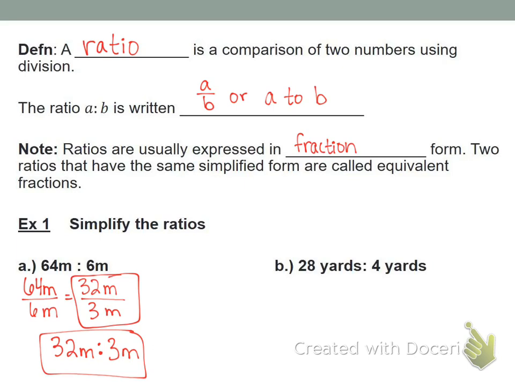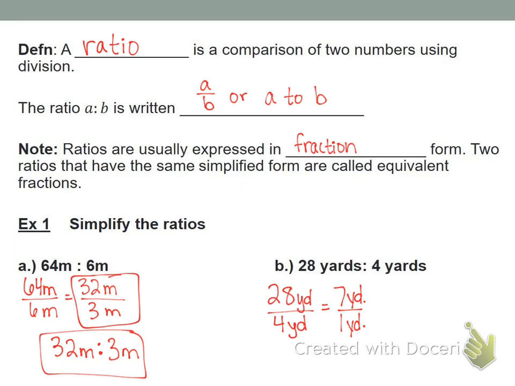Okay, next one. 28 yards to 4 yards. Divide them both by what? 4, good. So 28 divided by 4 is 7 yards to 1 yard. Now, this is where it's a little bit different from just regular old fractions. With regular old fractions, if we had a 1 in the denominator, we usually or sometimes wouldn't write it.